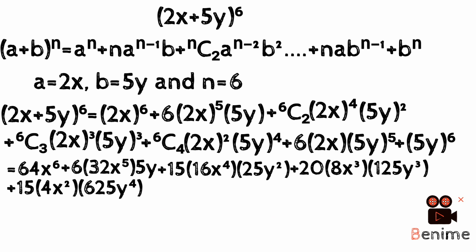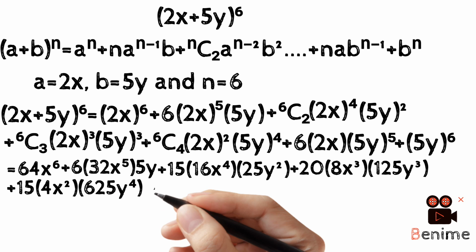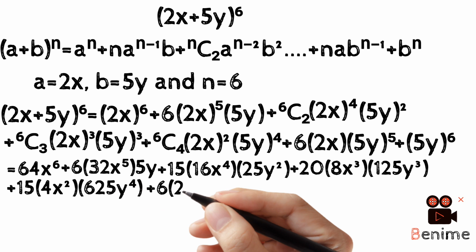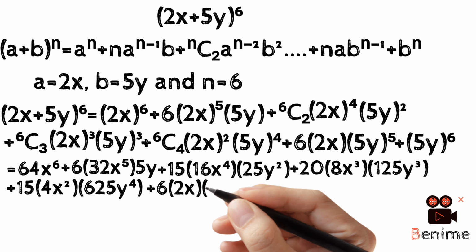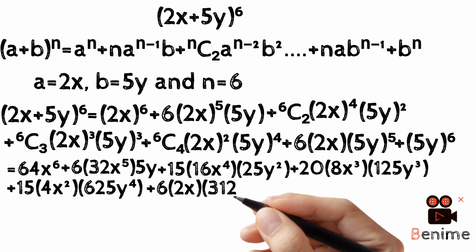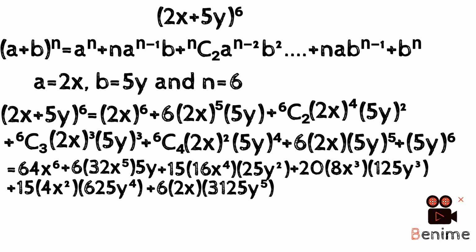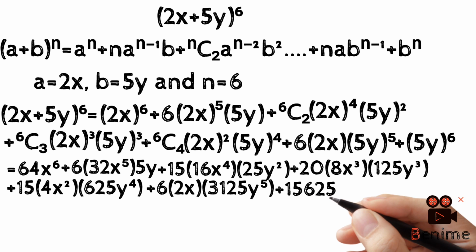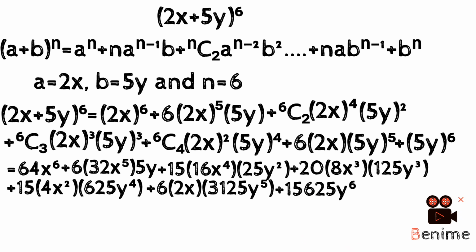Then the second to the last term that we have, which will give us 6 open bracket 2x close bracket. Then the 5y raised to the power of 5. 5 raised to the power of 5 is 3,125. So that's 6 open bracket 2x close bracket open bracket 3,125y raised to the power of 5. Then the last term being 5y raised to the power of 6. 5 raised to the power of 6 is 15,625, so 15,625y raised to the power of 6. So that's what you have there.